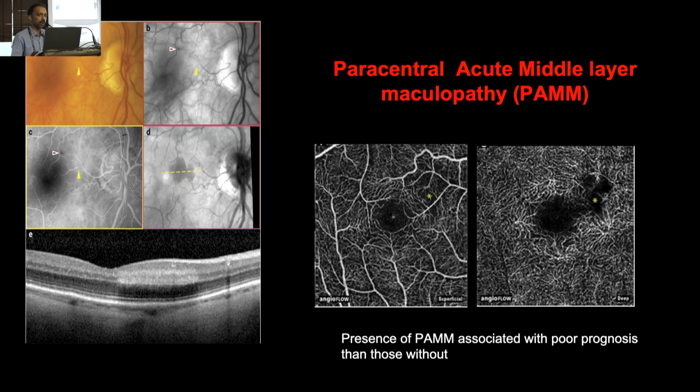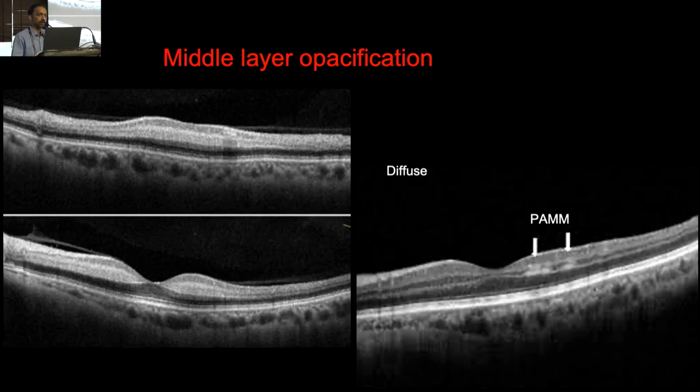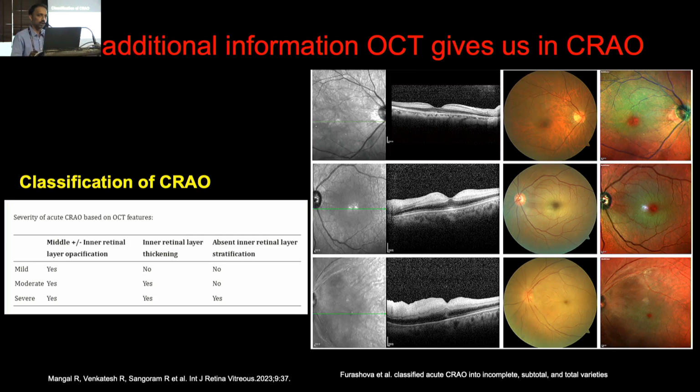Paracentral acute middle maculopathy is a focal area of middle layer opacification that you can see on the OCT. Again, if present, this can be a poor prognostic marker because it is often associated with deep capillary plexus ischemia. Now, one needs to differentiate whether this middle layer opacity is very focal, like in PAMM that we described before, or a diffuse kind of middle layer opacification. If that is so, then you need to think of an associated arterial occlusion, because this is more common in arterial occlusion.